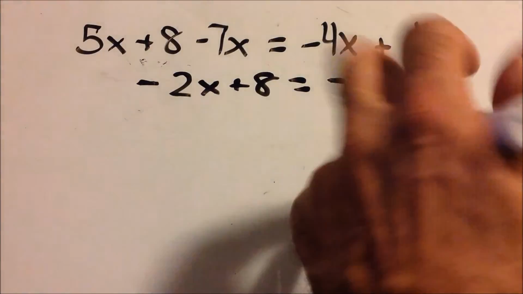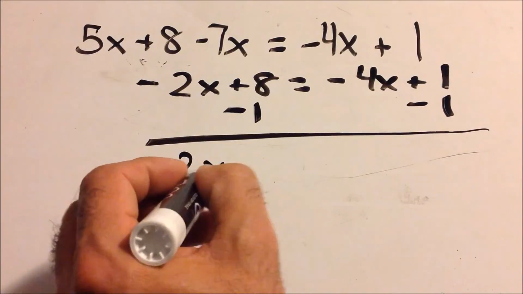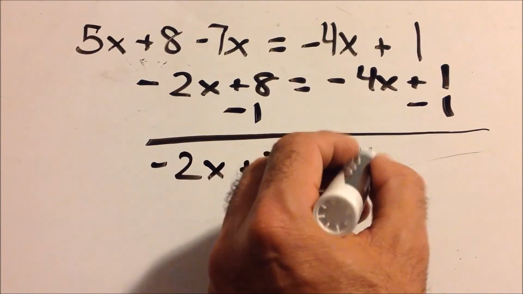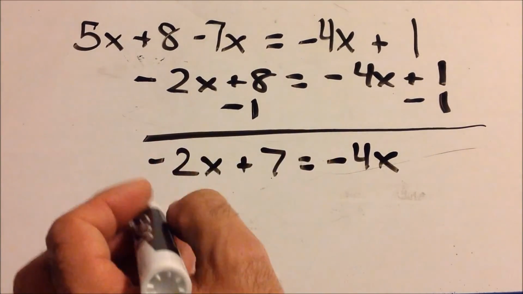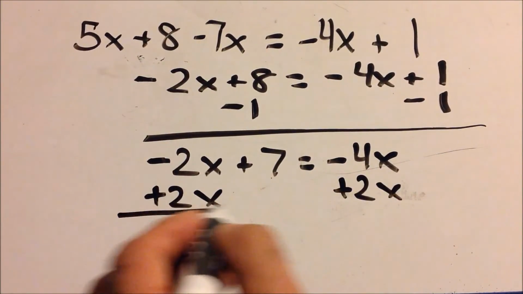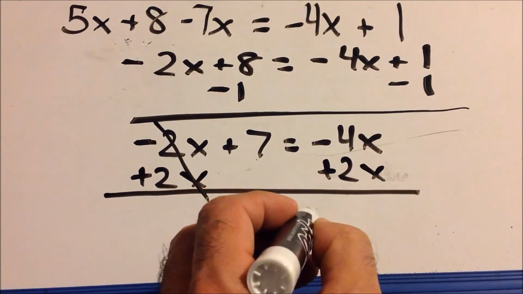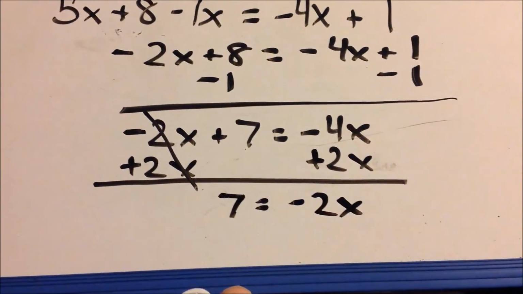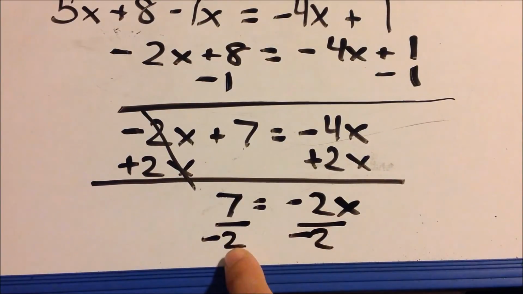Okay, so if I get rid of the 1 by subtracting it on both sides, now I have a negative 2x plus 7 equals negative 4x. Now I can get rid of the x by adding, because it's a minus 2x, so I can add 2x on both sides. And now we have that 7 is going to equal negative 2x. Divide out the negative 2 on both sides, and we now have x equaling something. And if x equals something, in this case negative 7 over 2, there's one solution.